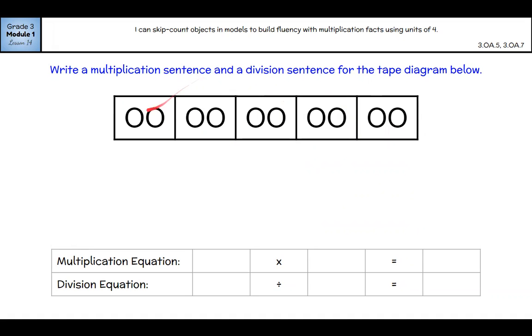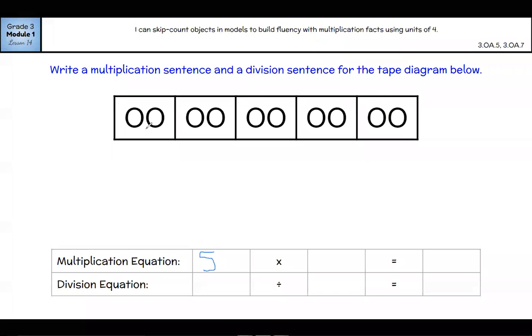So in order to write a multiplication equation, we know we take the number of how many groups, so that would be 1, 2, 3, 4, 5 groups, and we write that, so that's 5 groups. And then we also know that for multiplication, we need to write how many per group. So there's 2 per group, right? So that would be 2 per group. And then in multiplication, we're looking for the total number. So it'd be 2, 4, 6, 8, 10. Total number would be 10.